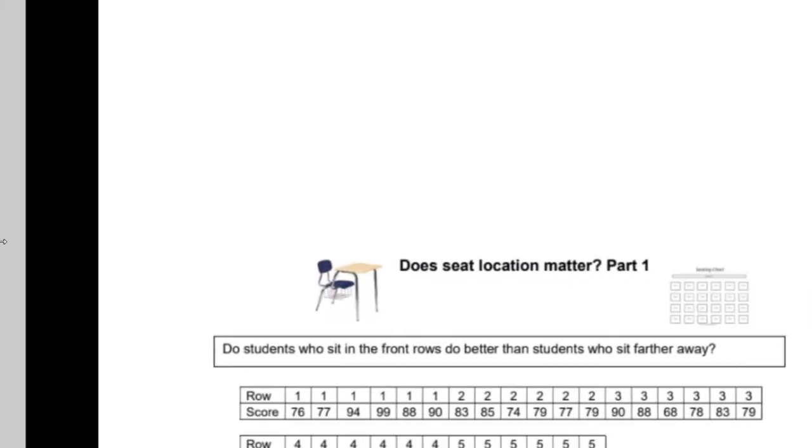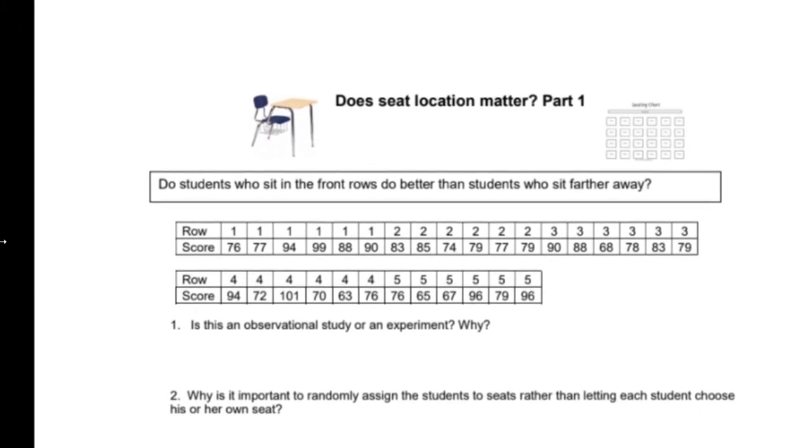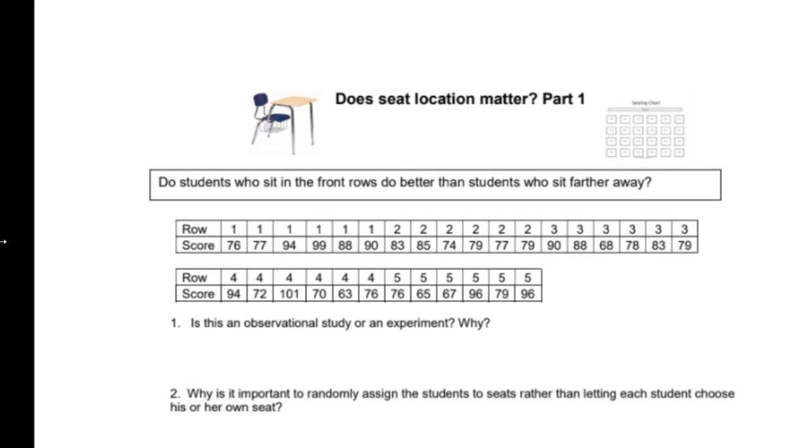So our lesson today is called Does Seat Location Matter? It's our last packet. It's very short. Now this one, we want to know, do students who sit in the front rows do better than students who sit farther away? And so what you should be able to do is answer questions 1 through 6, I believe, on the front, all on your own. And then you'll pause there to check the answers, and then we will move on.